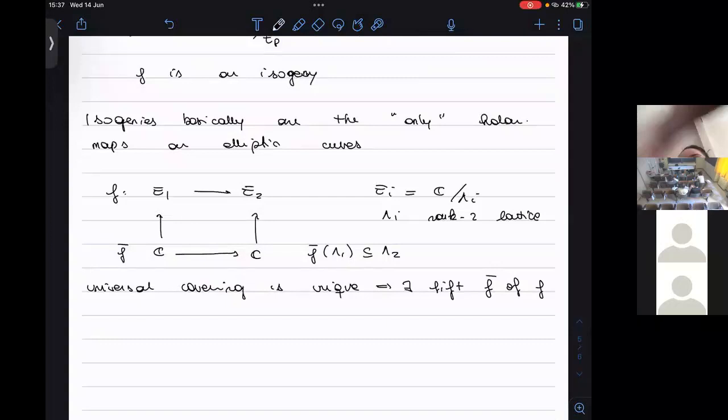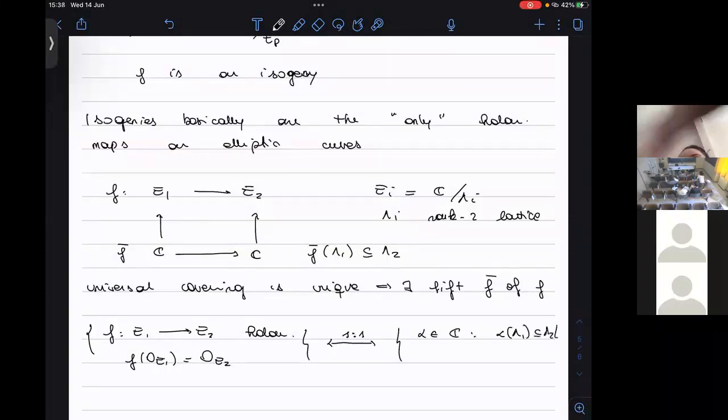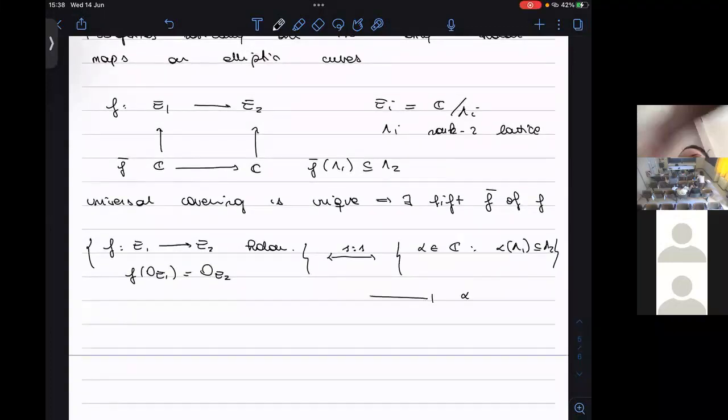Okay, so what you get is that if you consider a holomorphic map that also preserves the structure of the group law, you get a bijection with any complex number satisfying this condition. Since for every complex number, you can define this map where phi alpha is defined in this way. And this set are exactly the isogenies. They are the morphisms of elliptic curves that preserve the structure of a group.